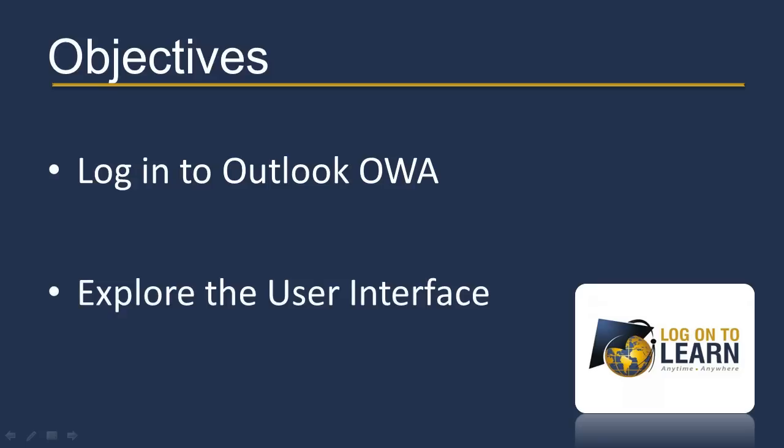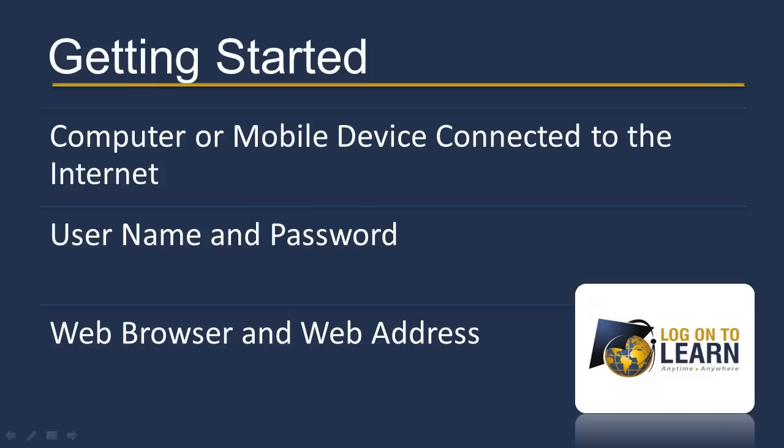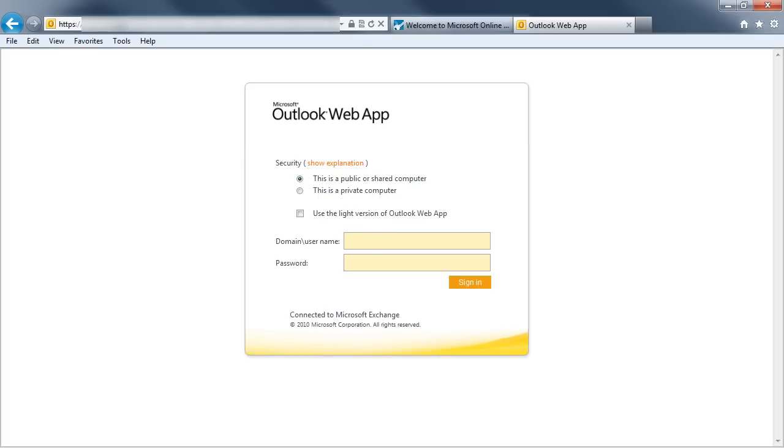Now, before logging in, you'll need a few things. You'll need a computer or mobile device connected to the internet. You will need a username and password. You will need a web browser such as Internet Explorer and the web address. After you type the web address in, you'll move into the login screen.